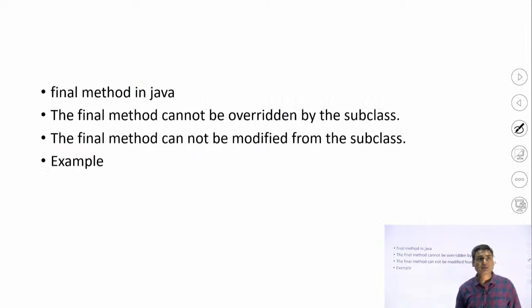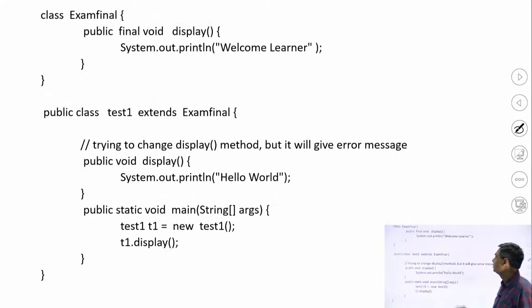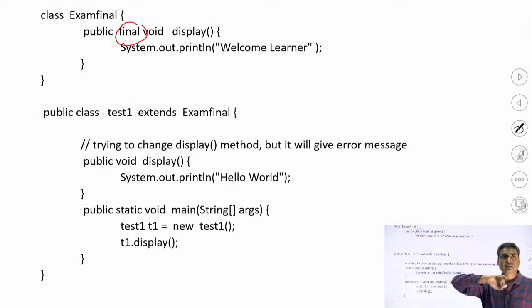Next I am going to discuss the final method in Java. You cannot override a final method. A final method cannot be modified. So in a class, if you define the method as final, then this display function becomes final and you cannot modify this function.